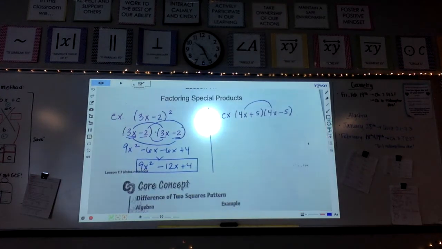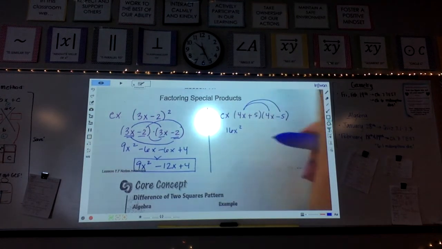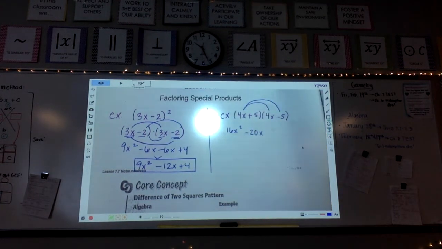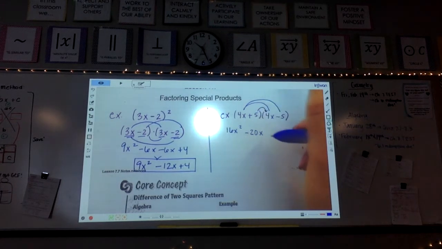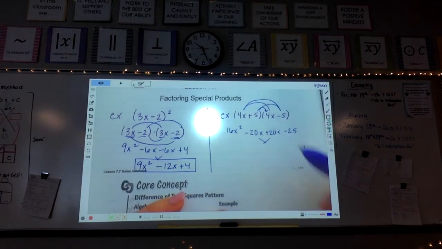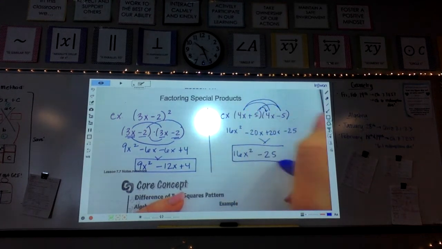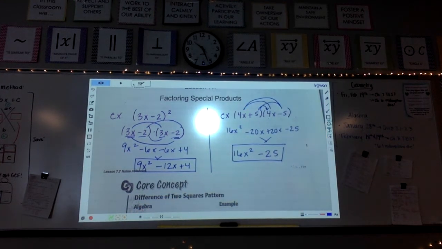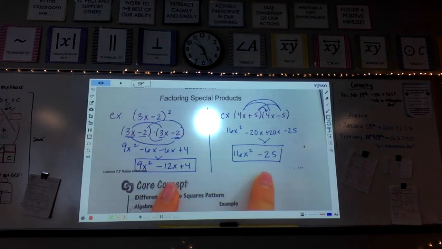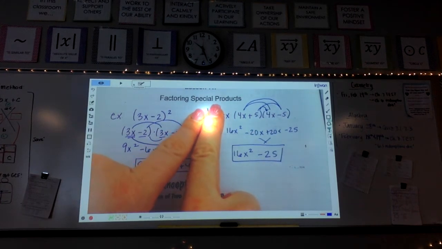What's 4x times 4x? 16x squared. 4x times negative 5 is negative 20x. 5 times 4x is positive 20x. 5 times negative 5 is negative 25. Add your like terms. Negative 20x plus 20x cancels out, and here's what you're left with. So today we're going to start with these answers and work backwards to get to here. They're just patterns.